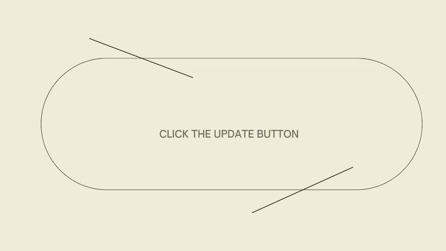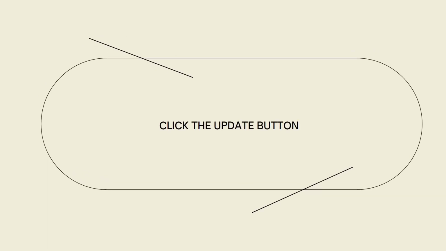And once you are done editing, just go ahead and click on the update button at the lower part of your screen to save all of your changes. Okay, and that is how you edit category page in WordPress.